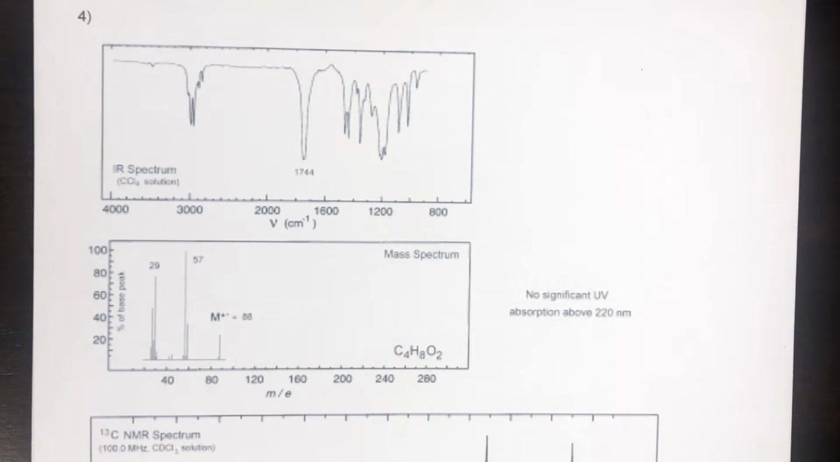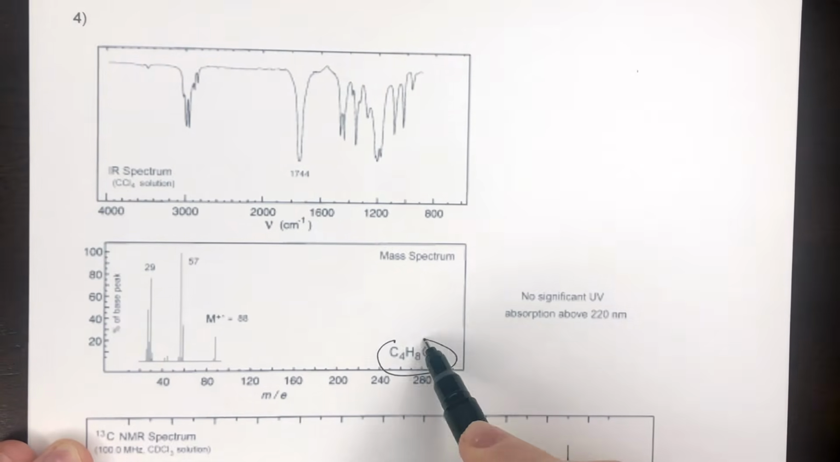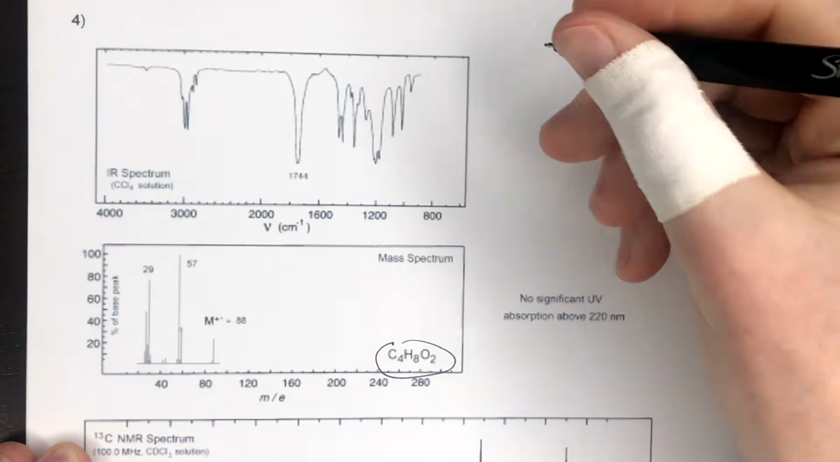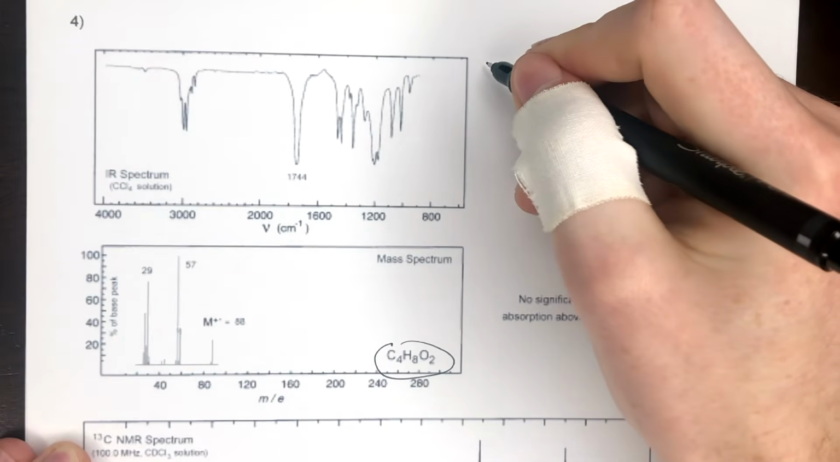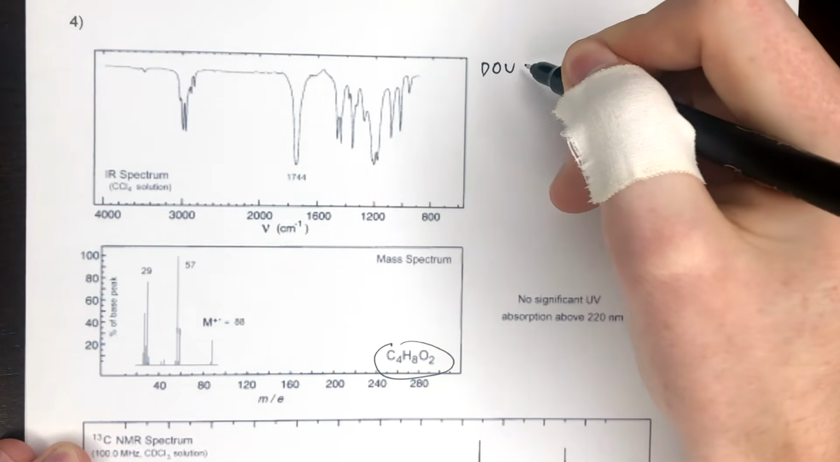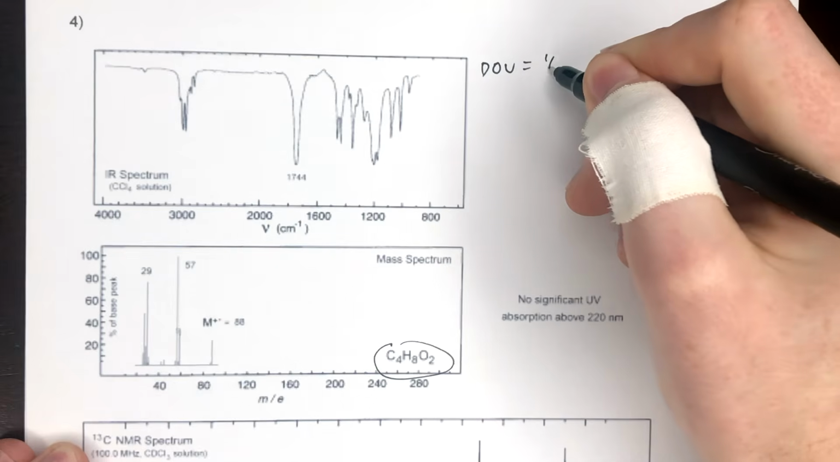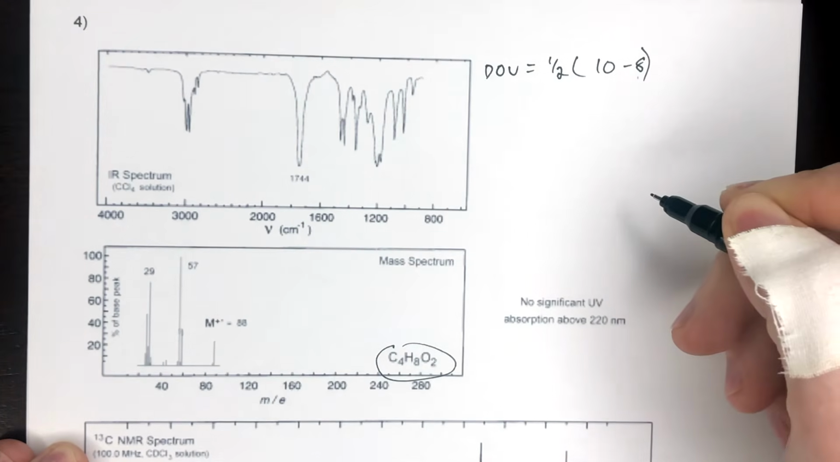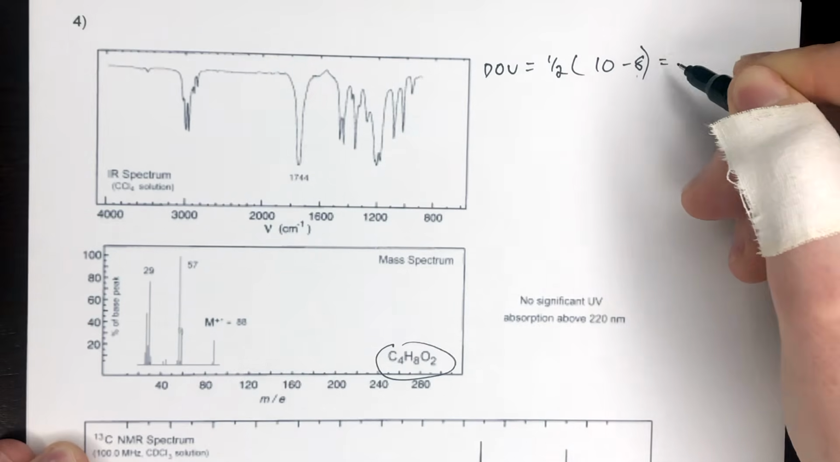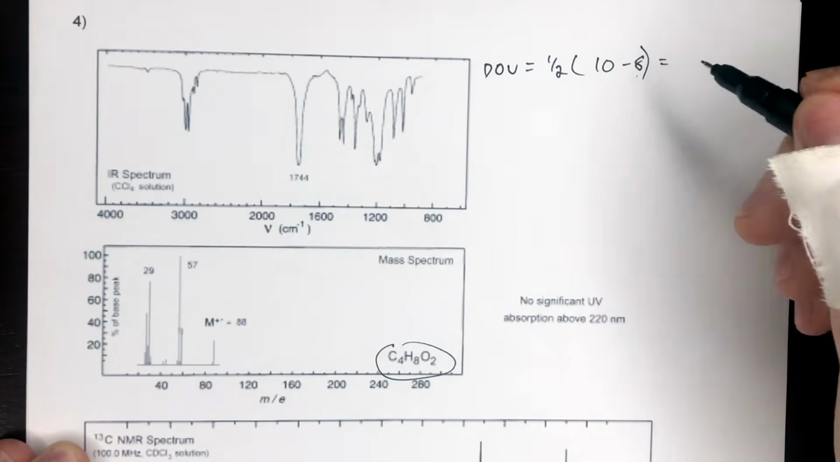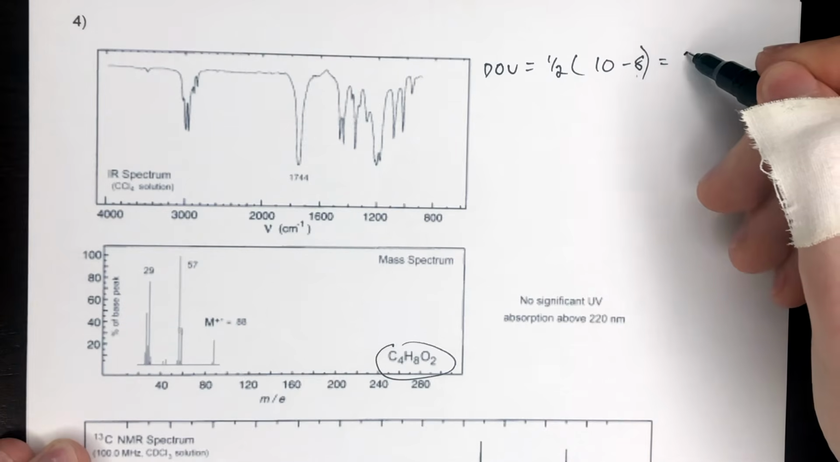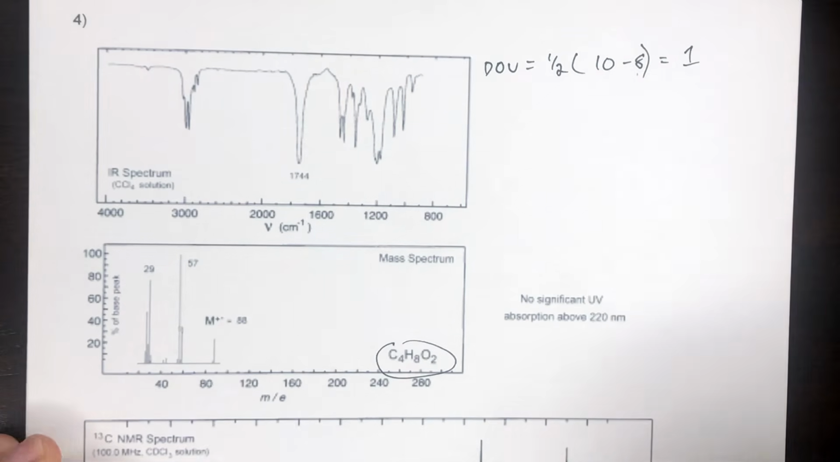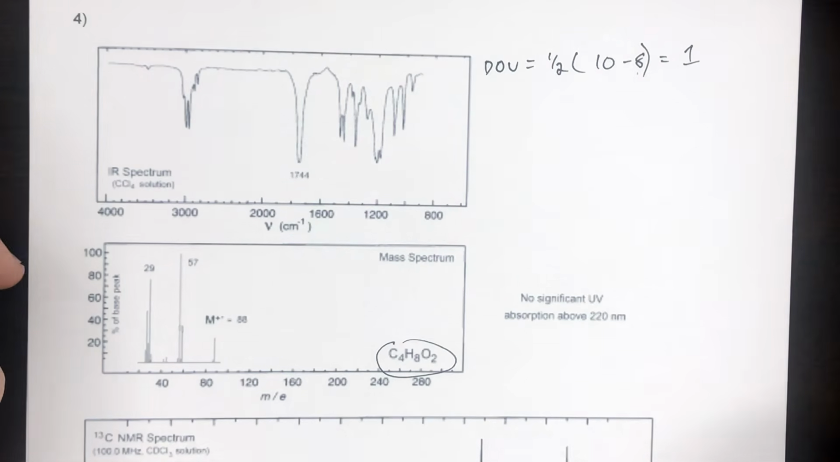All right, here we have another question. So again, you should always start with the degree of unsaturation from the molecular formula. So we have C4H8O2. This is exactly the same formula that we saw in the previous question. So our degree of unsaturation then is 1/2 of 10 minus 8. No other halogens or nitrogens, so nothing else in our degree of unsaturation. So this is simply 1. 10 minus 8 is 2, divided by 2 is 1.